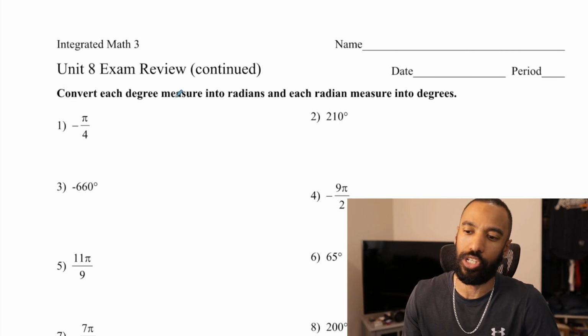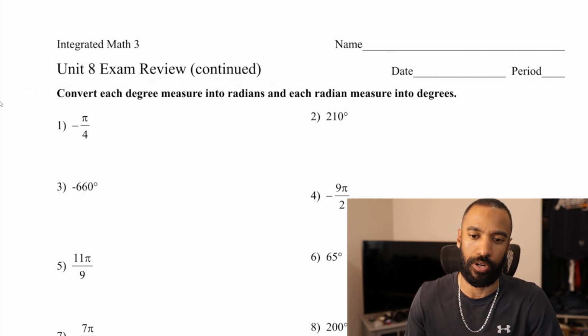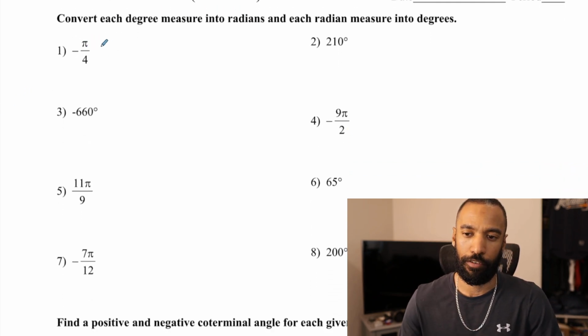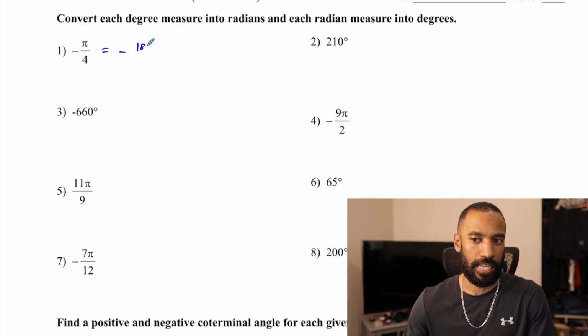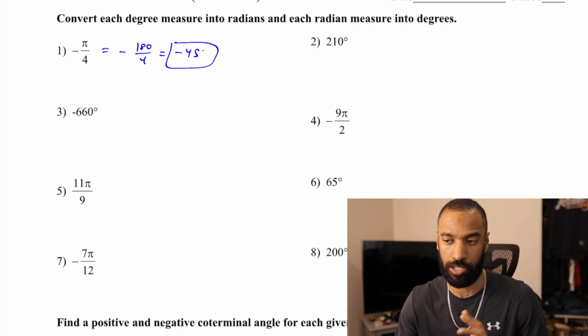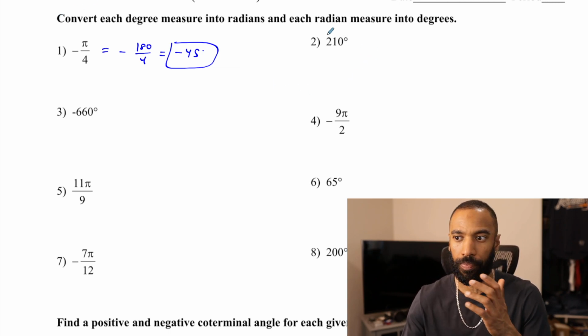All right, convert each degree measure into radians and each radian measure into degrees. Negative pi over 4, so it's going to be a negative degree answer. Pi is 180, so that's negative 180 over 4, or negative 45. From here on out, anytime you hear pi over 4, I'm going to call it 45. That's something we're going to have to know and turn into.